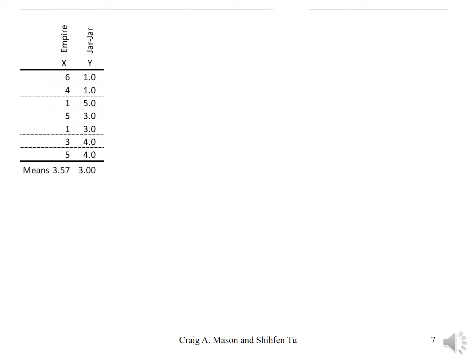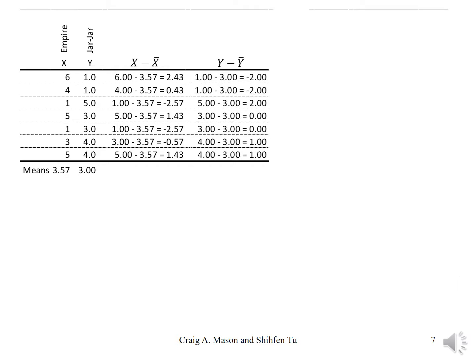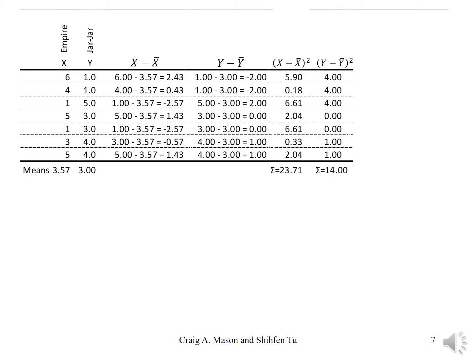First, we calculate the mean for X, ratings for Empire Strikes Back, with higher scores indicating more positive views, and the mean for Y, ratings of Jar Jar Binks, with higher scores indicating more positive views. We then calculate the deviations for X by subtracting the mean from each Empire rating, and the deviations for Y by subtracting the mean from each Jar Jar Binks rating. We then calculate the sums of squares for X and the sums of squares for Y. We also calculate the square root for each of these sums of squares.